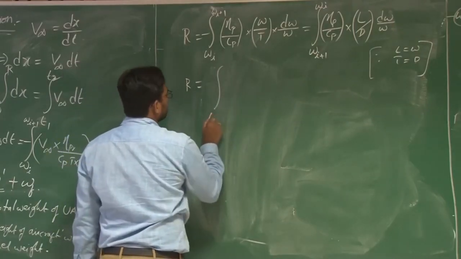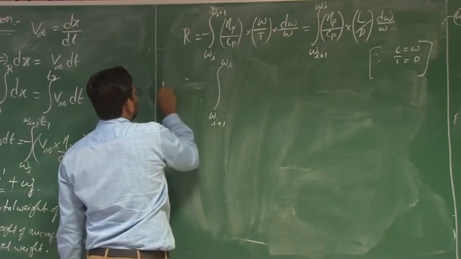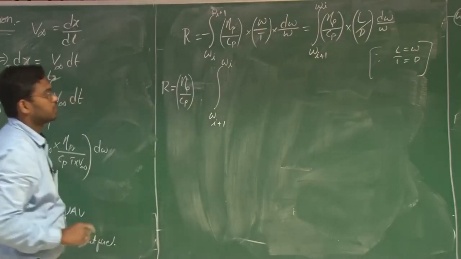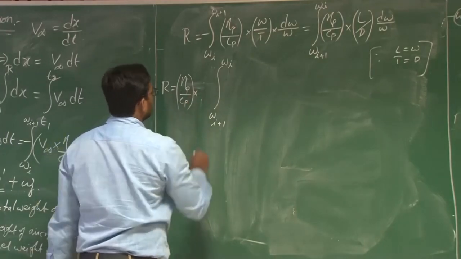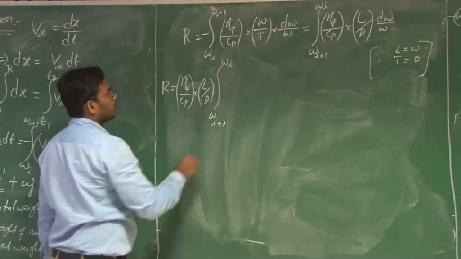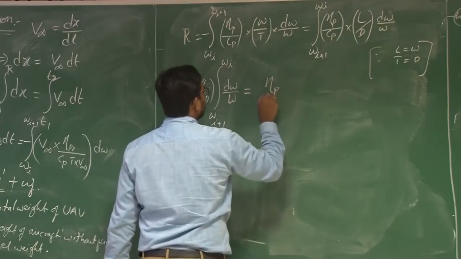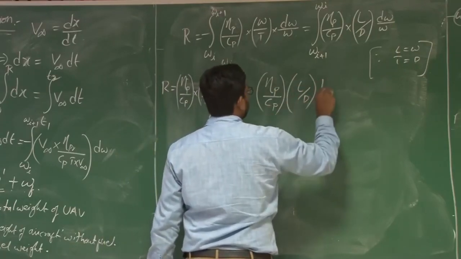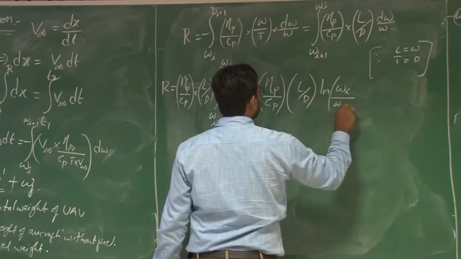So this is Wi plus 1 to Wi. R is equal to eta P and Cp, which remain constant throughout the flight. And L by D, since it's a cruise, you will be flying at a constant L by D here. And what you have is dW by W. This equals eta of the propeller by Cp into L by D into ln of Wi by Wi plus 1.